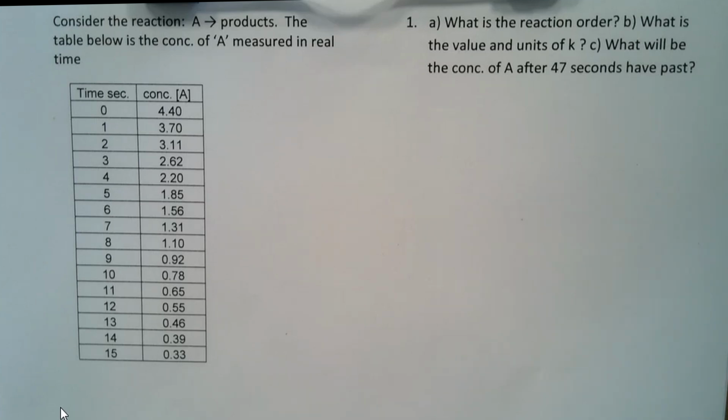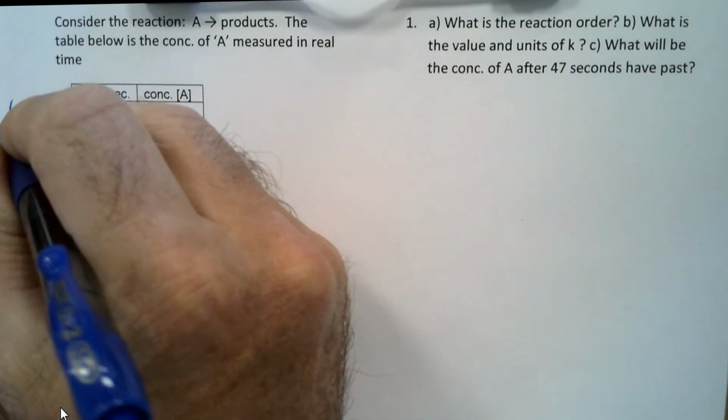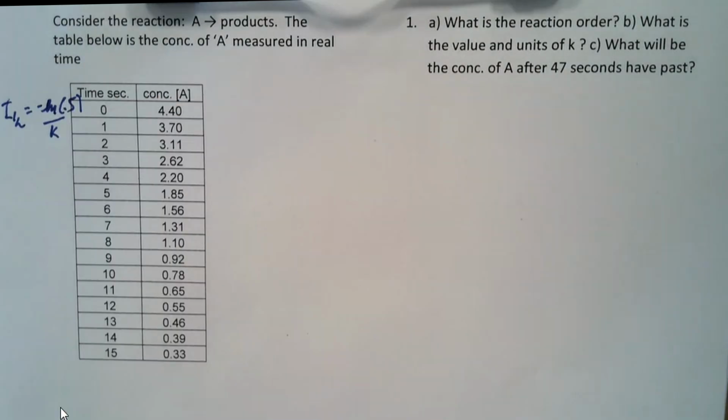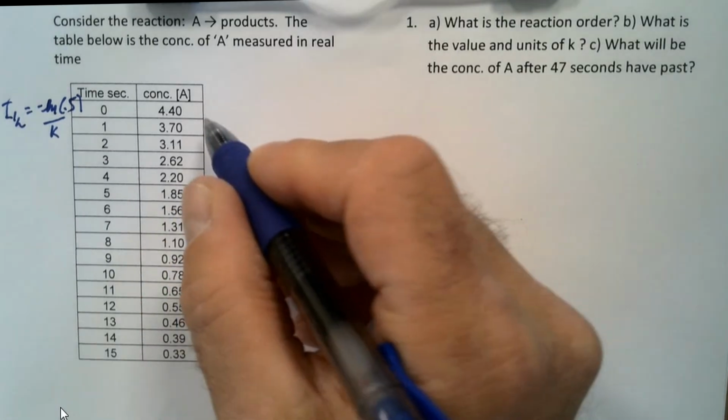What other things might we look at to figure out what's going on here? What are hallmarks of first order? How about this? The rate constant never changes. What does that tell me about half-life? It's a constant. So I start out with a concentration of 4.4 molar. What's half of 4.4? 2.2.